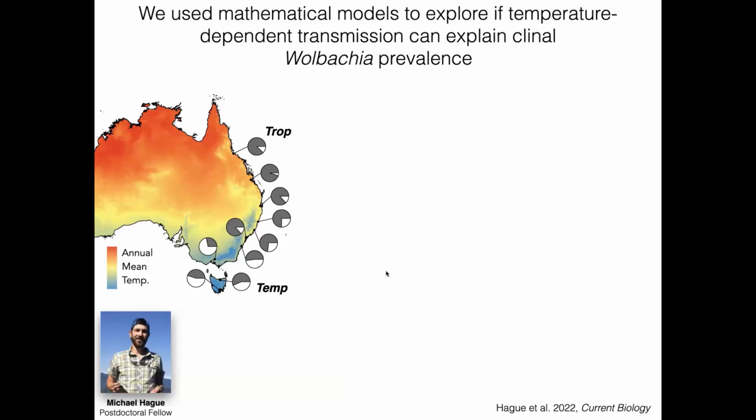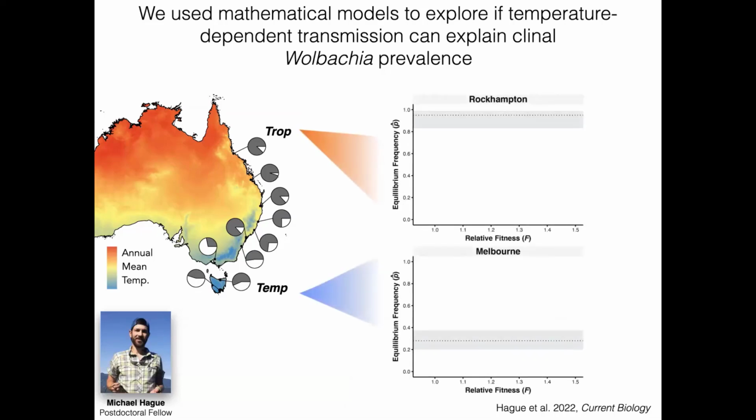What we next wanted to do, though, is ask this question: could this explain wMel prevalence across the cline? And so we used models developed by Michael Turelli. What I'm showing you here, the gray bars are the observed frequencies. So in Melbourne, this is the observed frequency of wMel in host populations. The dotted line is the mean. Same thing up here, observed frequencies. On the y-axis, we have the equilibrium frequencies. So this is from the model, the predicted equilibrium frequencies. And then on the x, we have relative fitness. So we're doing this across a range of plausible fitness effects of Wolbachia, which I can talk about in a second.